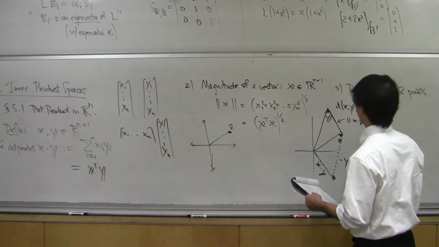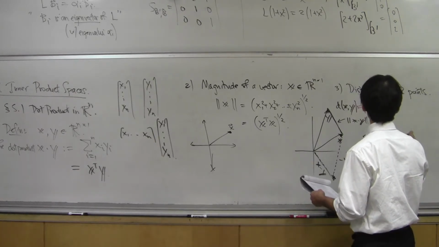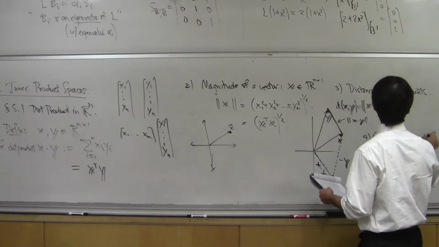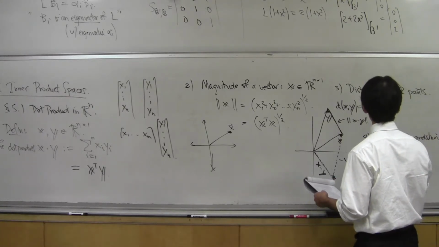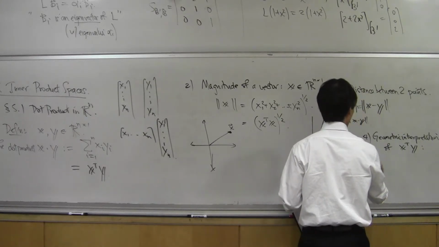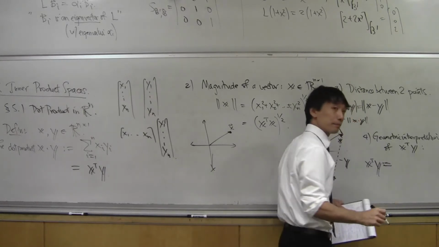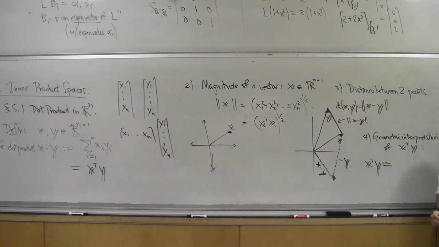Okay. Number 4, geometric interpretation of the dot product. Turns out that the dot product has a geometric meaning. Does anybody know it? What does the dot product mean geometrically? It's actually... I forget. You forget. There's some cosine involved. Yeah, something to do with that. Right.